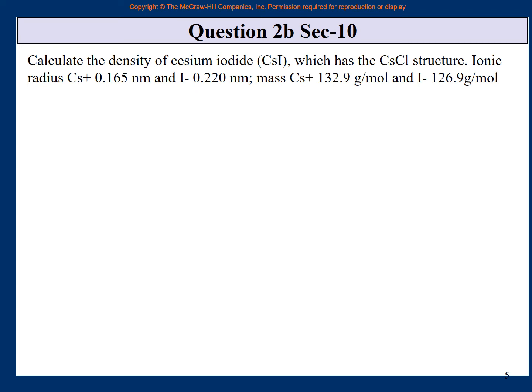Density is mass per unit volume. You know the definition. Mass means the mass of the molecule. It is cesium iodide. So the mass of the cesium iodide unit cell divided by the volume of the unit cell, which will always be a cubed. And this is the cesium chloride structure.